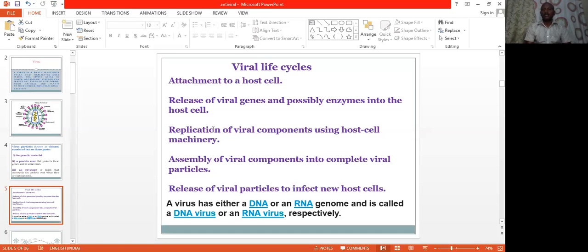Once all these things are made ready, they'll be assembled into the virus. Once a viral particle is assembled, it will be released out of the cell, and these released virus particles further infect other healthy cells.